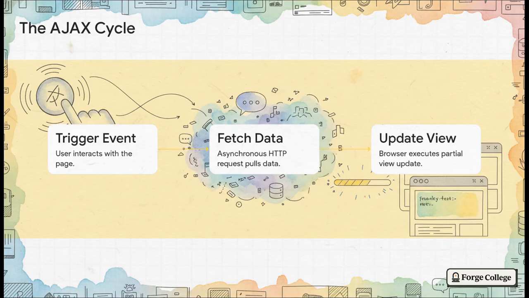Imagine you're staring at a chat or a comment box, right? And you see those three little dots bouncing to show your friend is typing? That is literally this exact cycle in action. The entire web page doesn't have to refresh to show you that. It just pulls that tiny bit of data asynchronously and updates one specific spot on your screen.